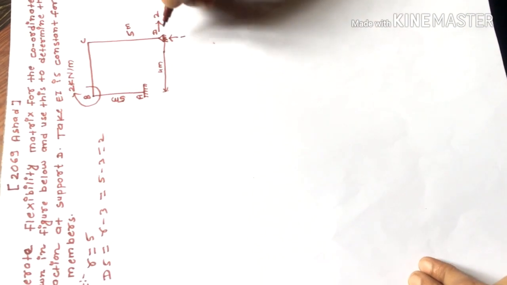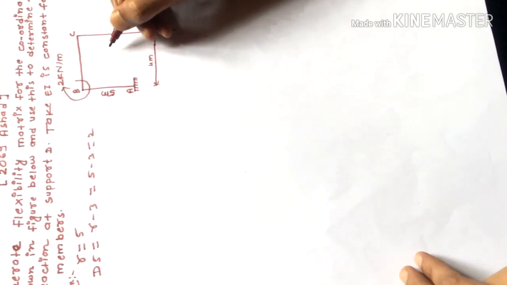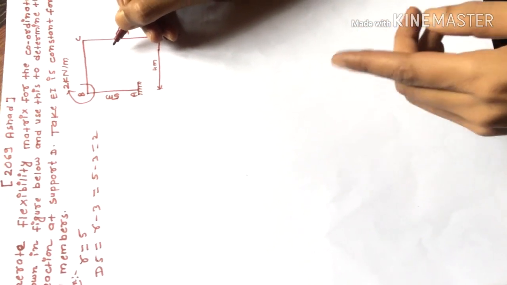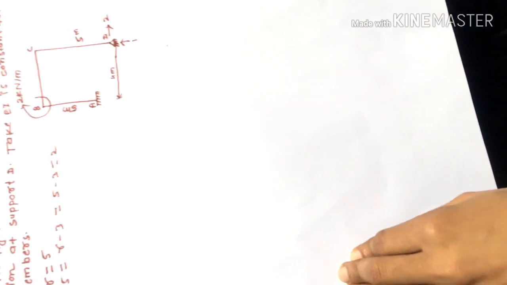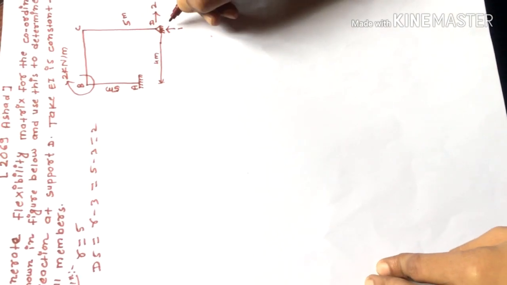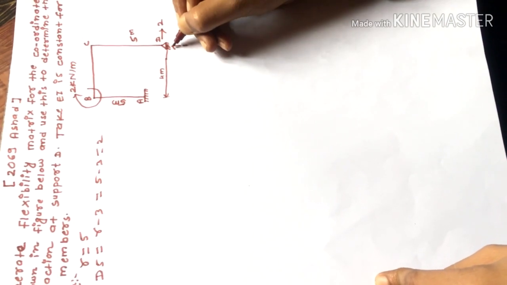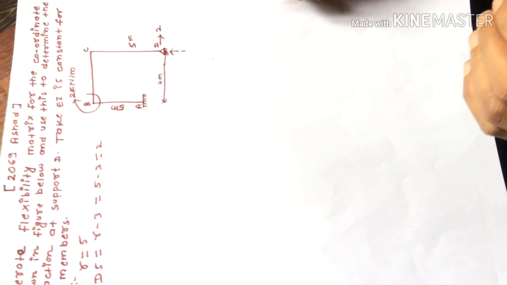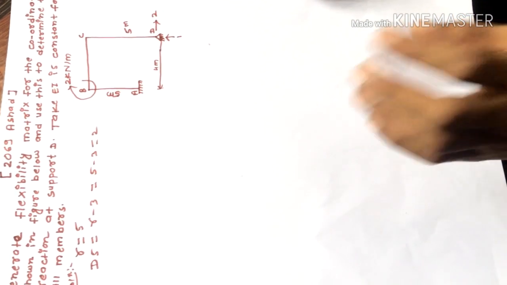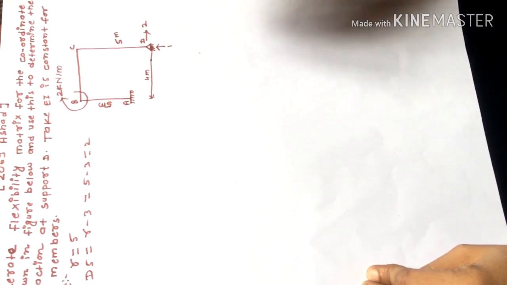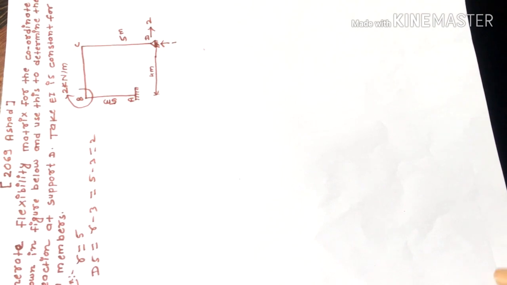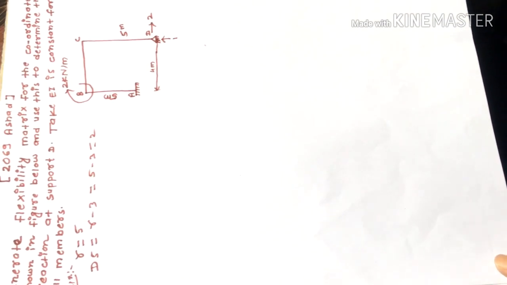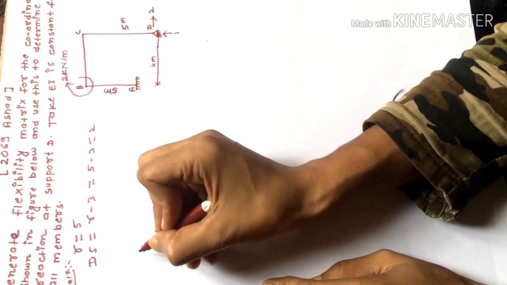So we have to convert this indeterminate frame into a determinate one, thereby removing restrictions. In the figure, the coordinates are already given where we have to keep our redundants to make this structure determinate. So let us start the solution step by step. Now let us convert this frame into a determinate one.